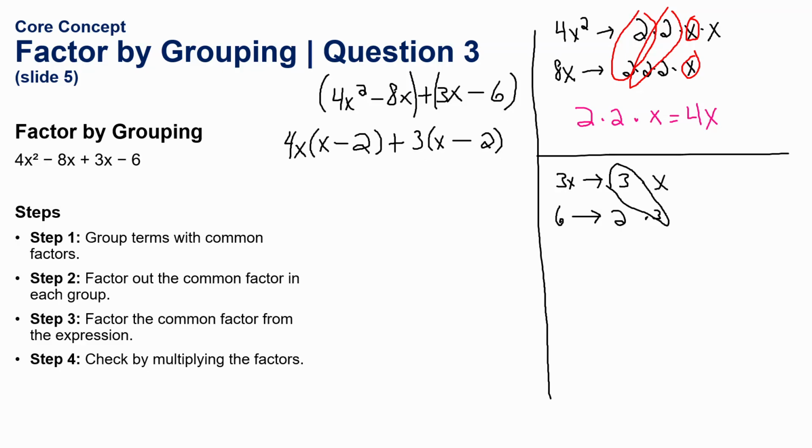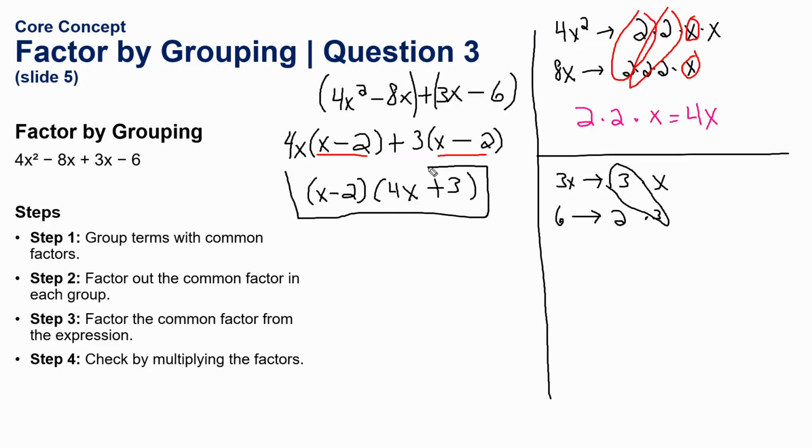So from here, we have a common binomial that we can factor out, right? We see the x minus 2 on this parentheses, x minus 2 over here. So then x minus 2 becomes our first factor, and then we have 4x and 3 that we put in the other parentheses. And this is our answer.